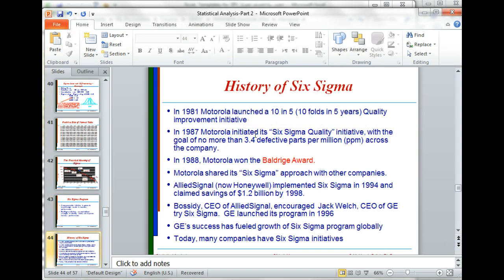Going back to the history of Six Sigma, back in 1981, at that time I was at the lab, and we were kind of following Motorola. They had a 10 in 5 initiative. Bob Galvin, the CEO of Motorola, challenged the company to improve the reliability of its pagers by a factor of 10 over 5 years. So the people went to work and tried to improve the processes.